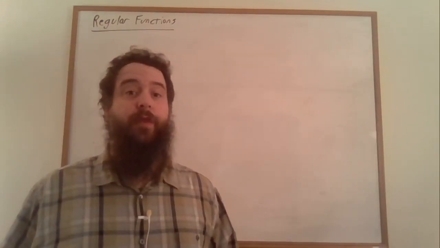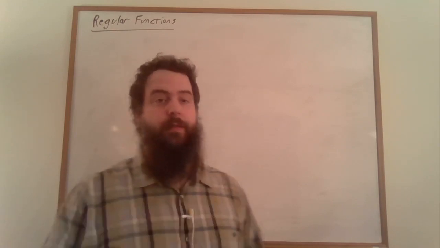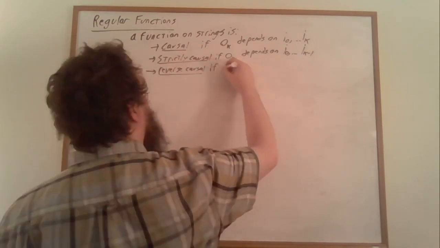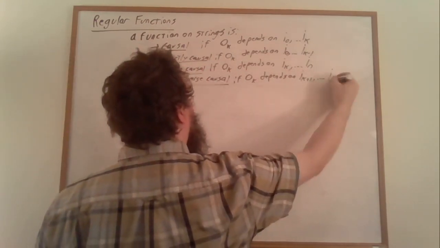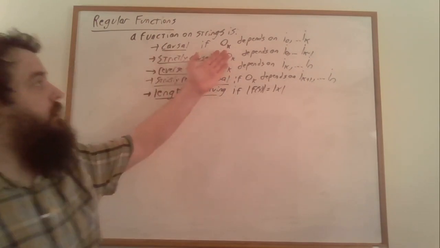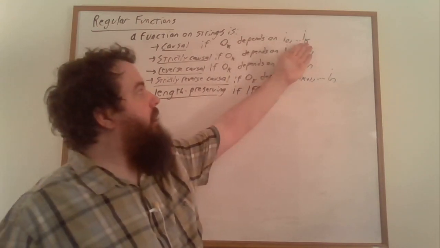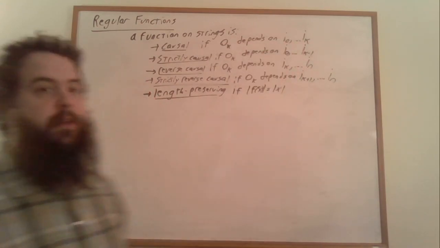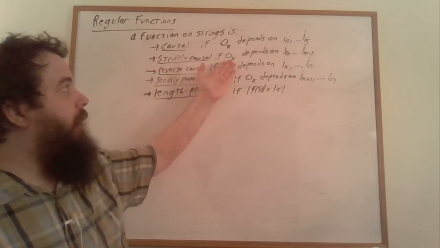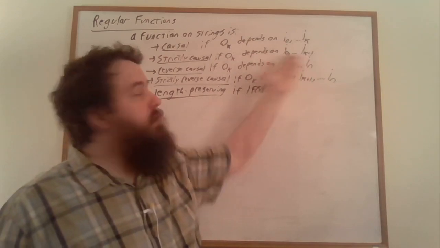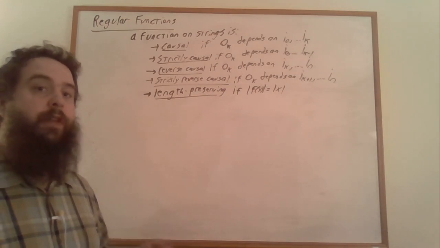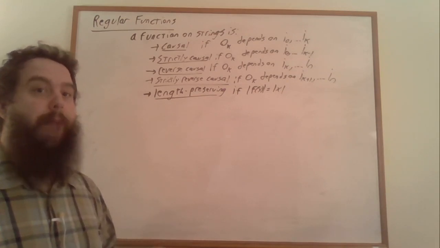I'd like to introduce some notation for talking about functions on strings. I want to say that a function is causal if the kth character of the output depends only on the kth character of the input and characters before it. And I want to say that a function is strictly causal if the kth character of the output depends only on characters strictly before the kth character of the input. And this is in particular useful for talking about the run maps.